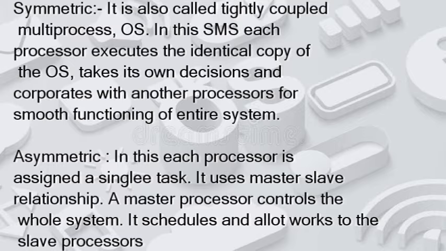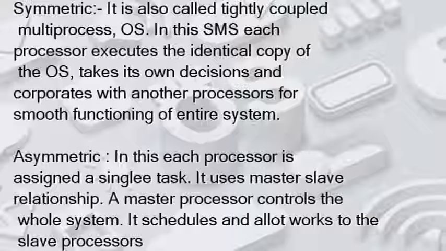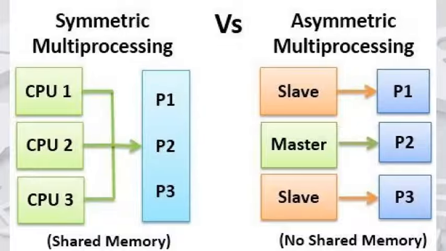Coming to the very first category, that is symmetric. It is also called a tightly coupled multiprocessing operating system. In this SMP, each processor executes an identical copy of the operating system, takes its own decision, and cooperates with another processor for smooth functioning of the entire system. So it keeps a copy for itself first of all, takes the decision, and cooperates with the others for the desired functionality. That is called the symmetric type of multiprocessor.